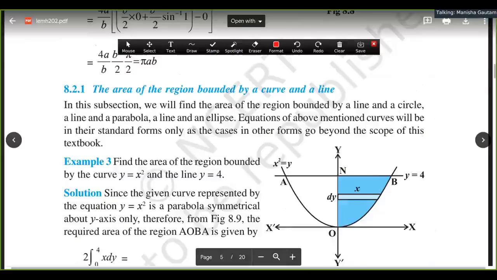The area of the region bounded by a curve and a line. In previous examples, we have studied only curves. Now, if a line and a curve both are given to you, how do you calculate the area enclosed by the curve and line?